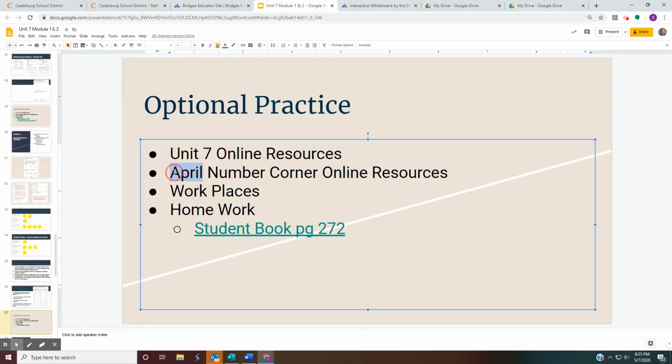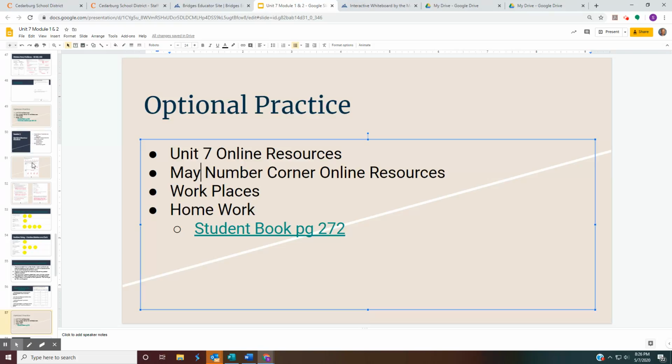Today, if you have some extra time, go take a look at our Unit 7 online resources. We also have the Number Corner online resources for you guys to look at. And then if you want to play this workplace game again, Fastest to 100 Quotient Race, you can go ahead and do that. Go ahead and print off as many copies as you want. But when everything's all said and done, make sure that you open your student book to page 272 and you finish that.